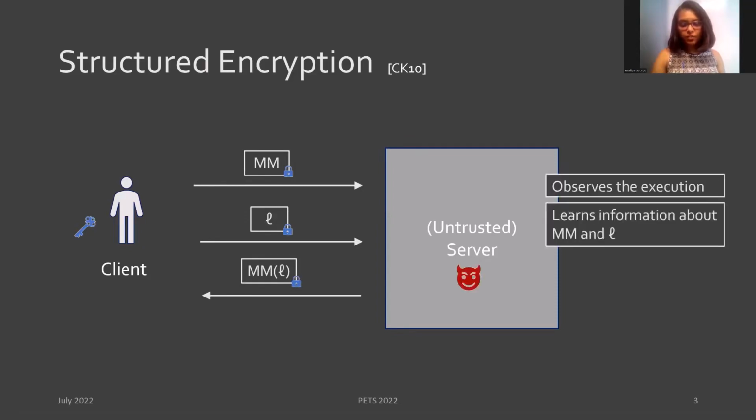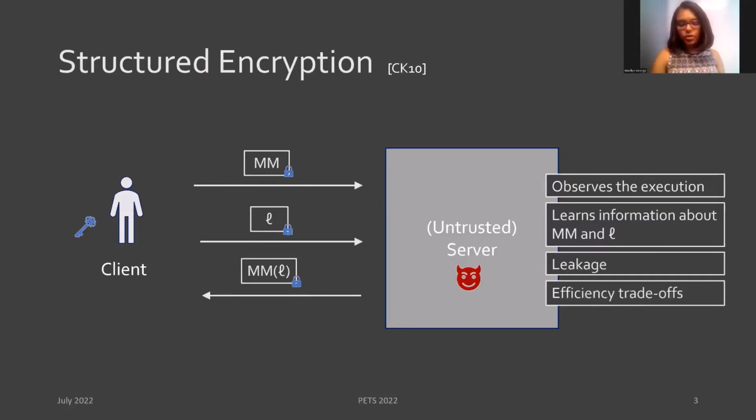The adversary, or the untrusted server, observes the execution of the structured encryption scheme and learns meaningful information both about the underlying multimap as well as the labels that are being queried. And this information is referred to as leakage. The quantification of leakage in structured encryption allows for flexible trade-offs between security and efficiency of structured encryption schemes.